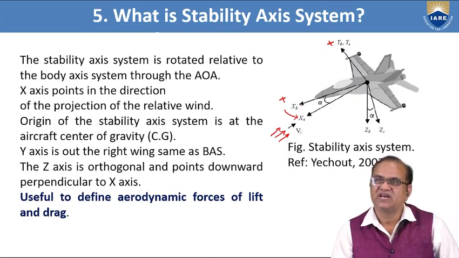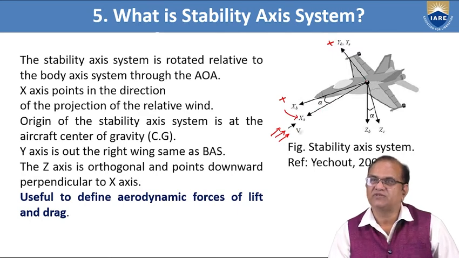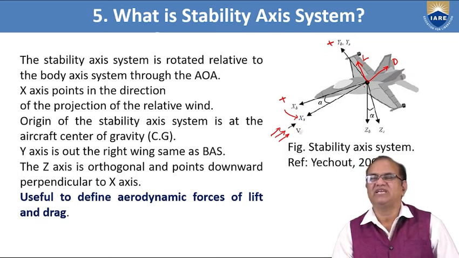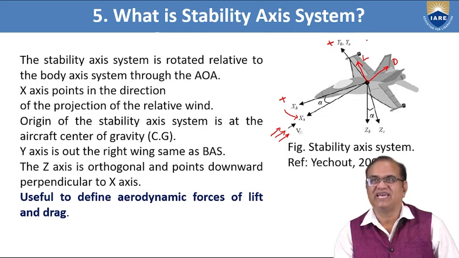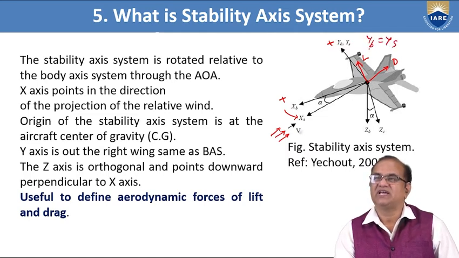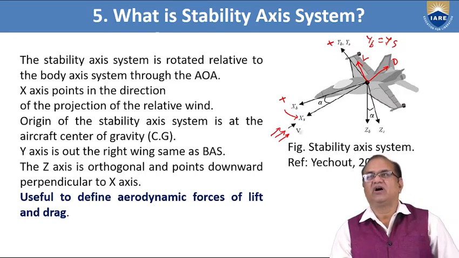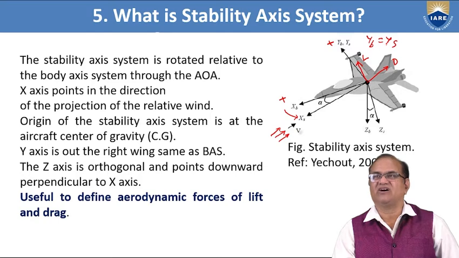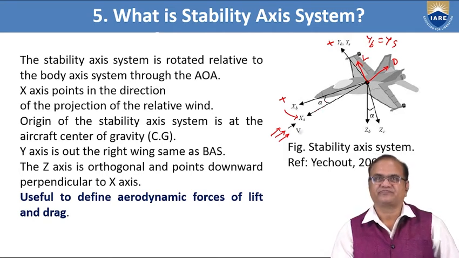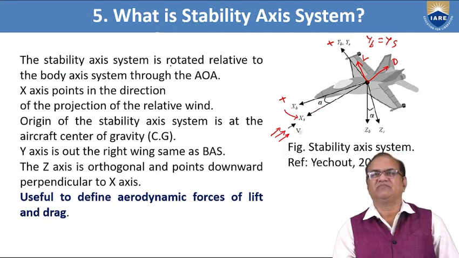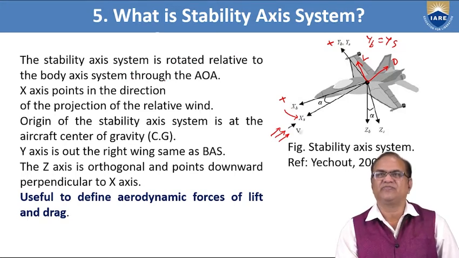So in this, what happens? This force will be here, so the lift force will be perpendicular to this, and the drag force will be parallel to this. So both forces we can calculate very easily without any problem. If you tilt from here to here, Z will go from here to here. But the y-axis, YB will be YS. So YB will be YS, meaning the lateral axis of the body axis system and the lateral axis of the stability axis system are both coinciding, even after motion of this aircraft. So the stability axis system is rotated relative to the body axis system through the angle of attack.